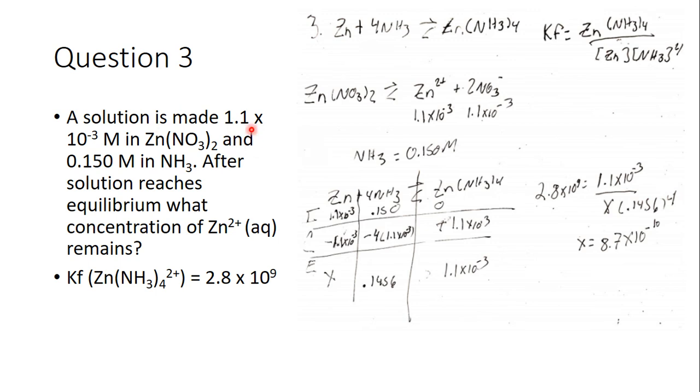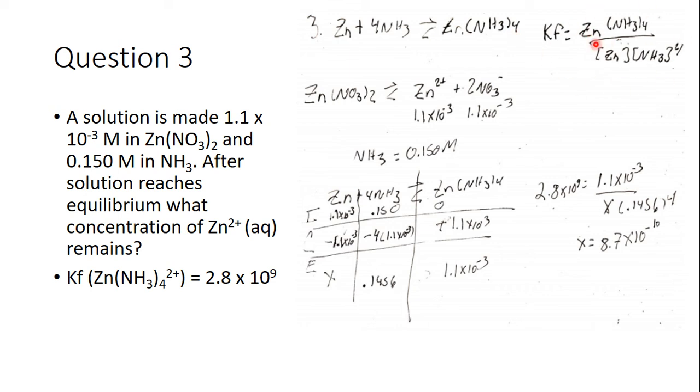So we have a solution that's 1.1 times 10 to the minus 3 molar zinc nitrate and 0.150 molar NH3. After our solution reaches equilibrium, how much zinc is left in our solution if our KF for this zinc NH3 compound is 2.8 times 10 to the 9th? All right, so here's our overall equation, what's happening. Zinc plus 4 NH3 makes zinc NH3 4. Our KF is products over reactants, as here.